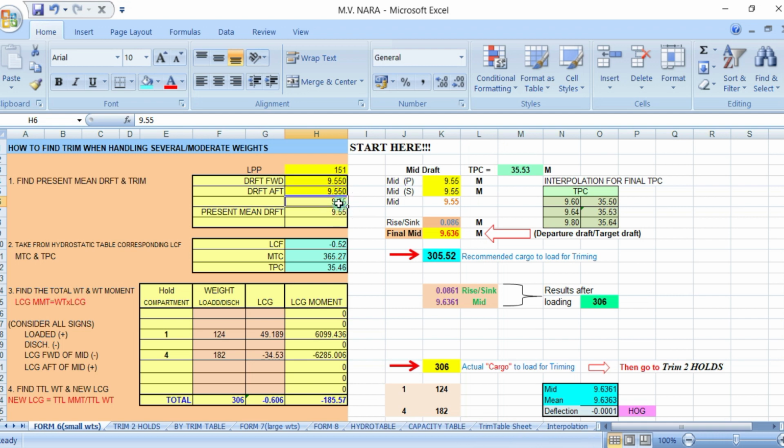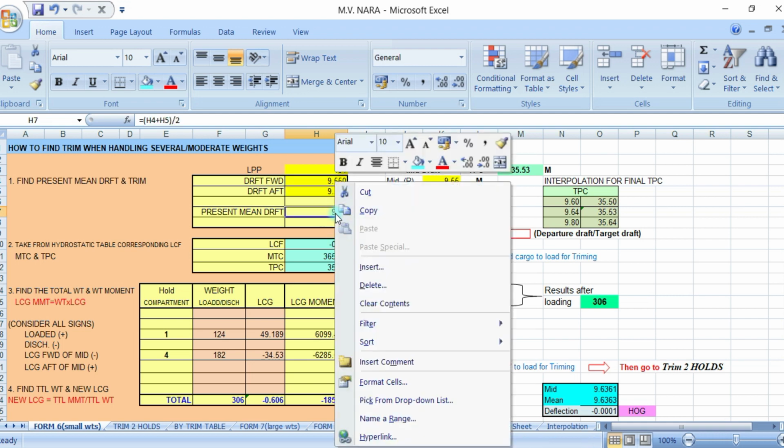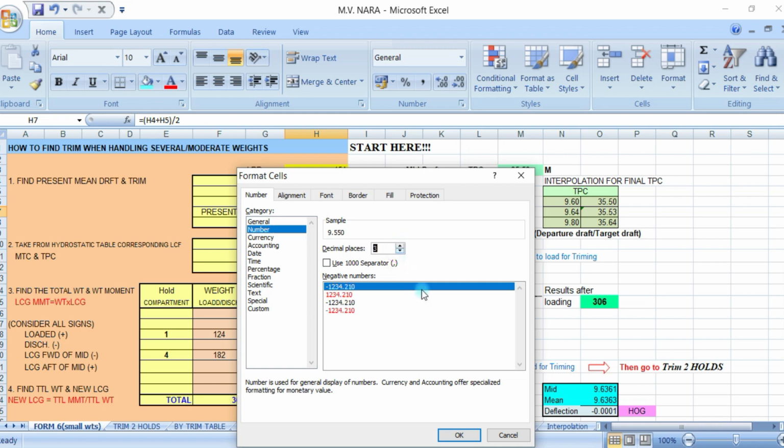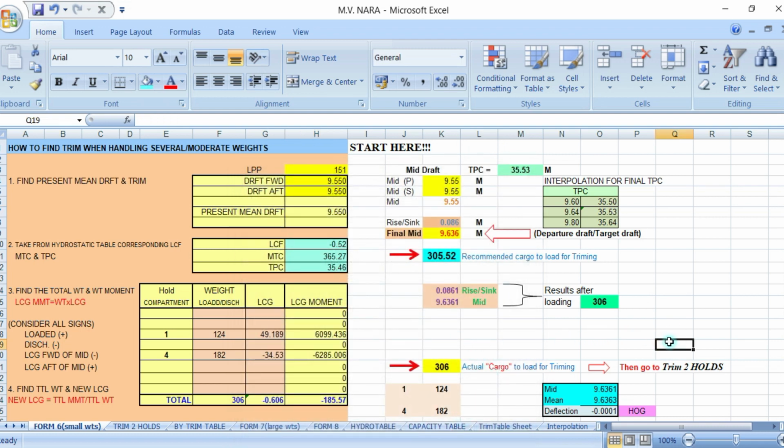550 and 550. Okay. And 550. So you're trimming cargo to load, or remaining cargo, is 306. So you put here 306. Once you load 306, your departure drop is the same, 9.36, and your sinkage is 0.861. Okay, almost the same.